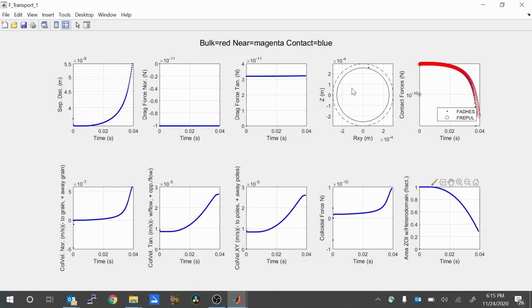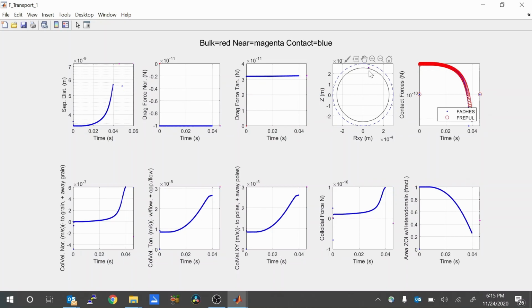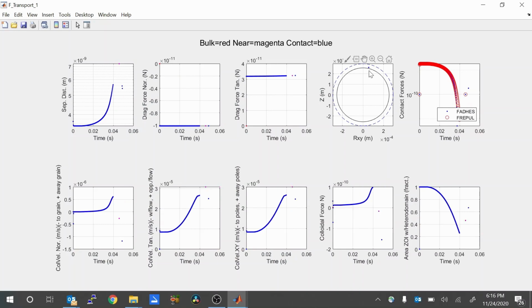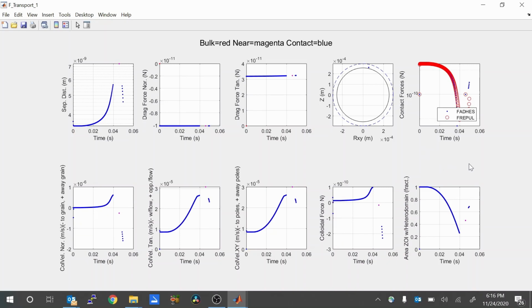And you can see that the trajectory is still quite small over which this has happened as it's releasing from the surface. Okay, so now the colloidal forces are becoming quite significant in terms of the repulsive forces. So it's confusing, and I've got to explain to you what happened here.